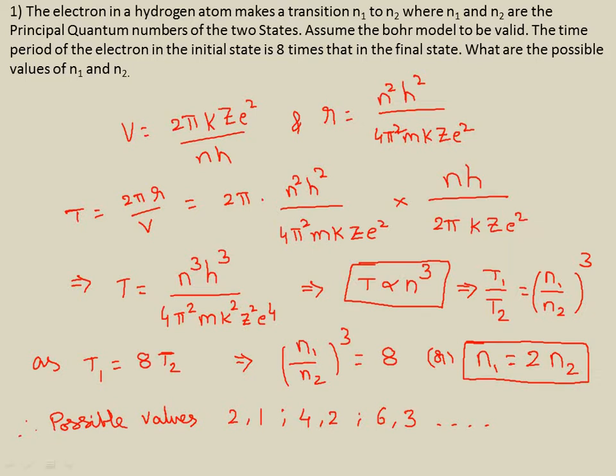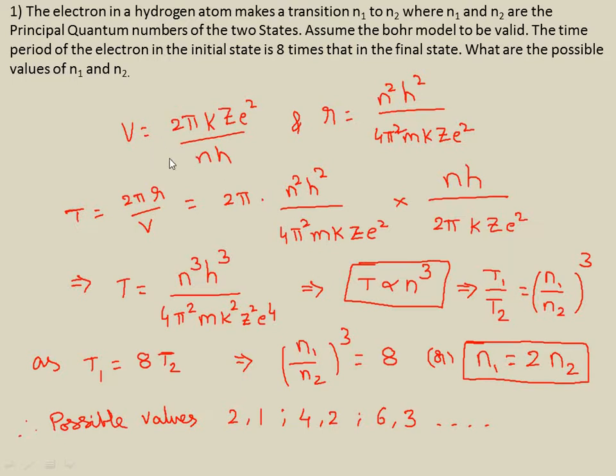So we have been given a clue, which is that the time period of the electron in the initial state is 8 times that in the final state. Keeping that in view, let's start solving. In the theoretical part, we have already seen the expressions for velocity and radius, which we have already derived. Let's take those two concepts to a little higher level. This concept is useful while solving problems, so that's why I am discussing it here. This is nothing new, just a little application of what you already know.